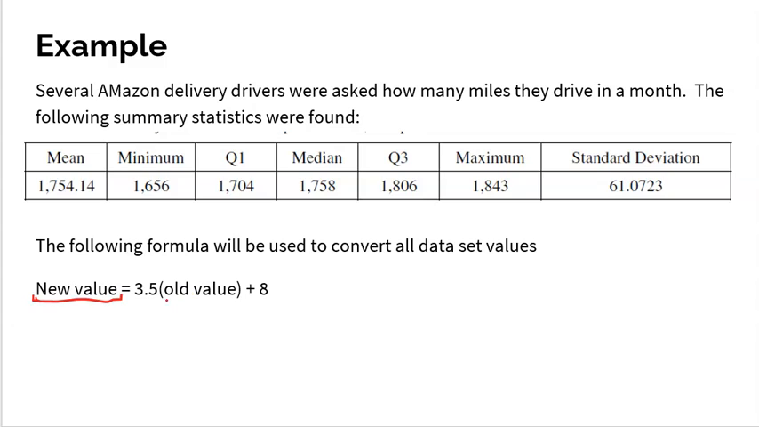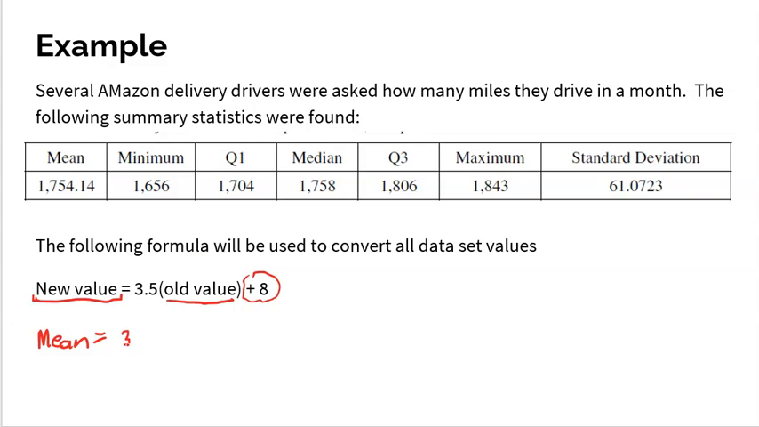But here's their plan. They're going to take all of the old values, whatever number the Amazon truck drivers gave. I drove 1,000 miles. I drove 900. I drove 2,500, whatever. They're going to multiply it by 3.5 and add 8. So we're going to do both. We're going to multiply and add. So remember, the adding does not affect measures of spread. So what's the new mean going to be? Well, the mean gets affected by multiplication. Multiplication affects everybody. And it gets affected by addition and subtraction.